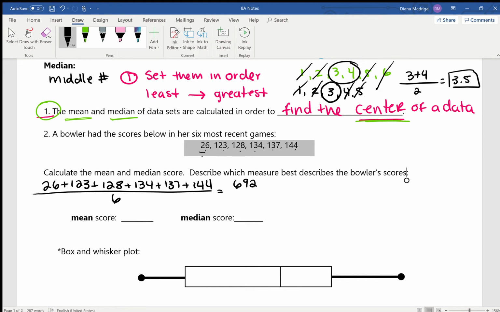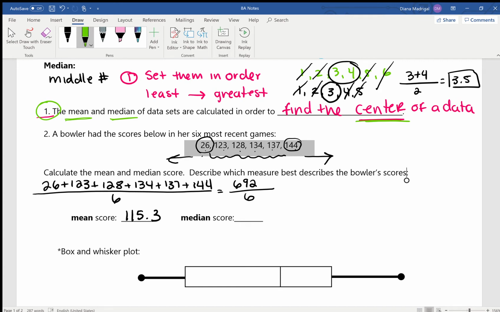Look, the lowest number is 26. The highest number I have is 144. That means that my final answer has to be between 26 and 144. It cannot be less than 26, and it cannot be greater than 144. So I know that 692 is too much, but that's because I forgot to divide by 6. Once you divide 692 by 6, your answer will be 115.3. That will be the mean.